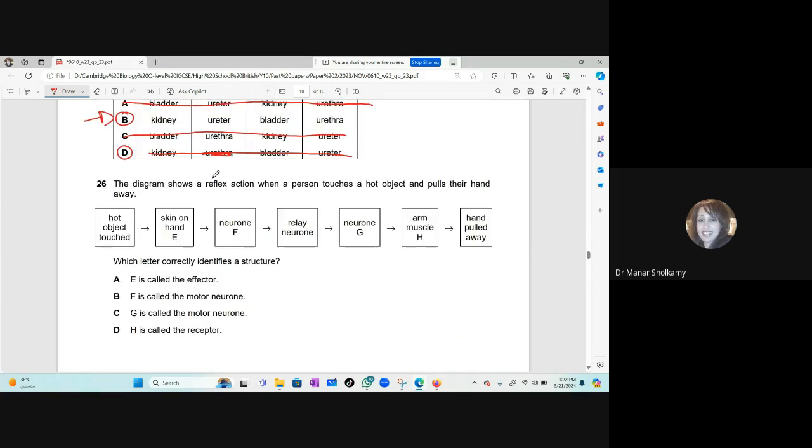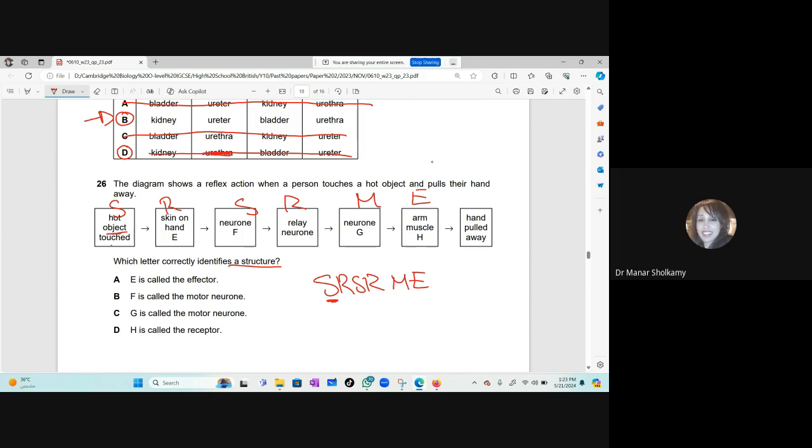26. The diagram shows a reflex action when a person touches a hot object and pulls their hand away. Which letter correctly identifies a structure? E is called the effector, F is called the motor neuron, G is called the motor neuron, or H is called the receptor. Let's remember how we study it. We said stimulus, receptor, and response. This is the stimulus, which is the hot object.